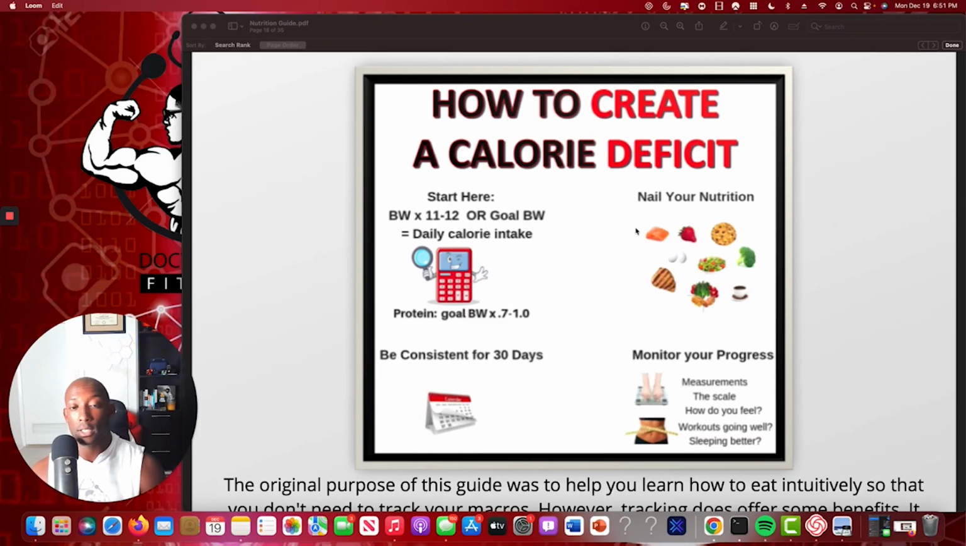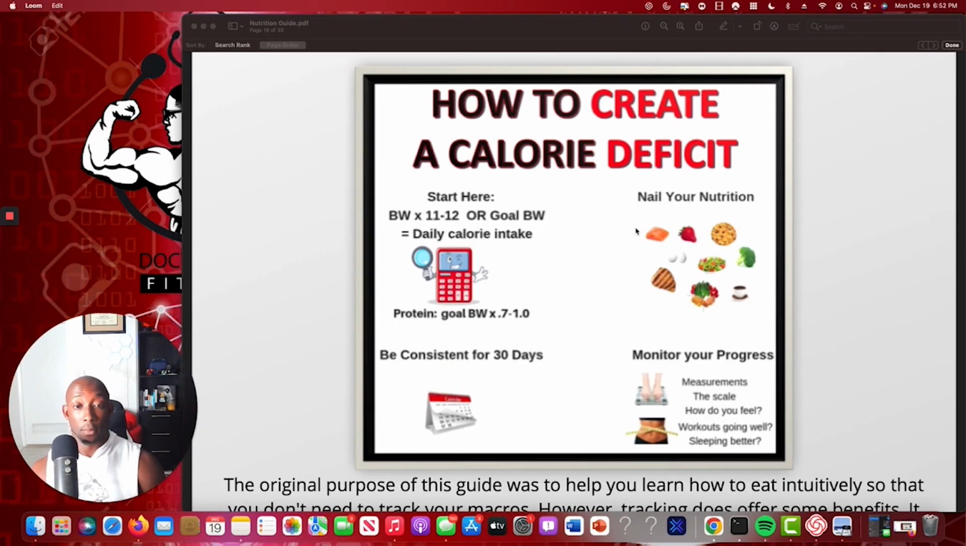That's very important. There are a couple of different formulas. There's a million on the internet, but this is what is very simple and what I like to recommend. You want to take your body weight and multiply it by 11 or 12, and that should be your daily caloric intake. Now, if you're someone that needs to lose like 100 plus pounds, instead of taking your current body weight, you can take your goal body weight. So if you're 300 pounds and you need to be around 200, take 200, multiply it by 11, and that should be your daily caloric intake.